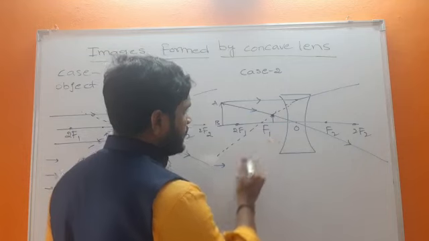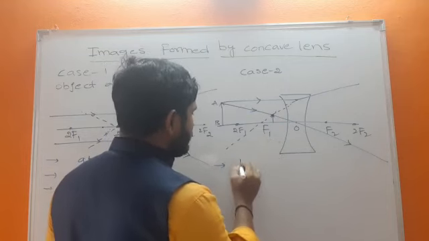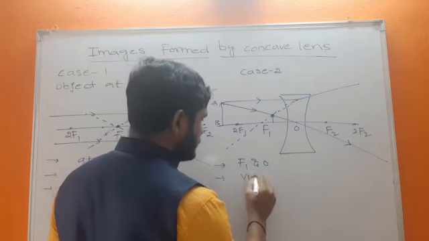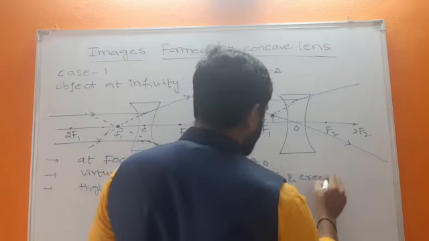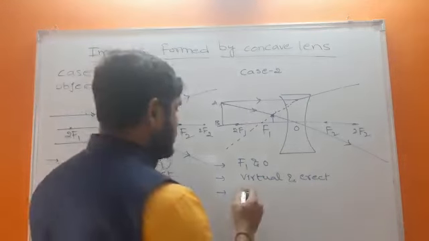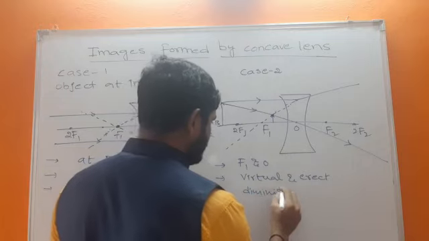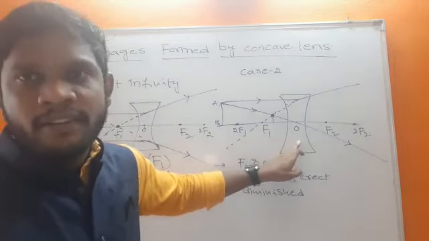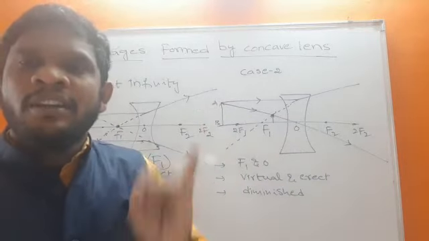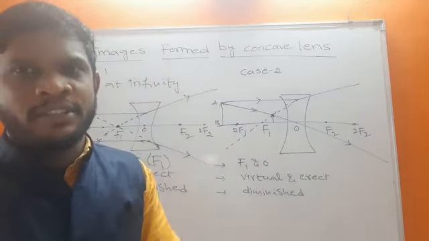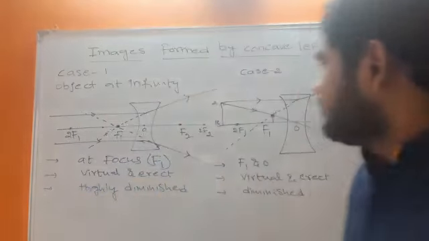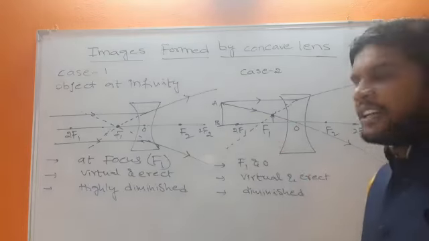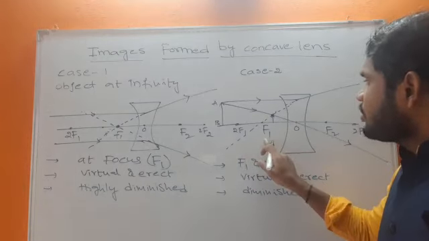Coming to the characteristics, first the position of the image: it is between F1 and the optic center. It is virtual and erect, and coming to the size, it is diminished. No matter where the object is placed in front of a concave lens, it forms virtual, erect, and diminished images. That is what you need to remember. When the object is placed behind the 2F1, our image can be seen in between F1 and the optic center.